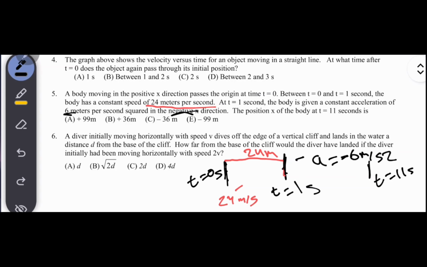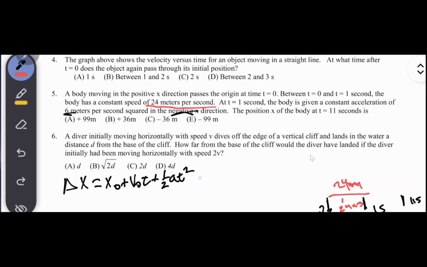And here is where we would use our AP Physics equations. The equation we're going to be using in this situation is delta x is equal to x initial plus v initial times t plus 1 over 2 a t squared.